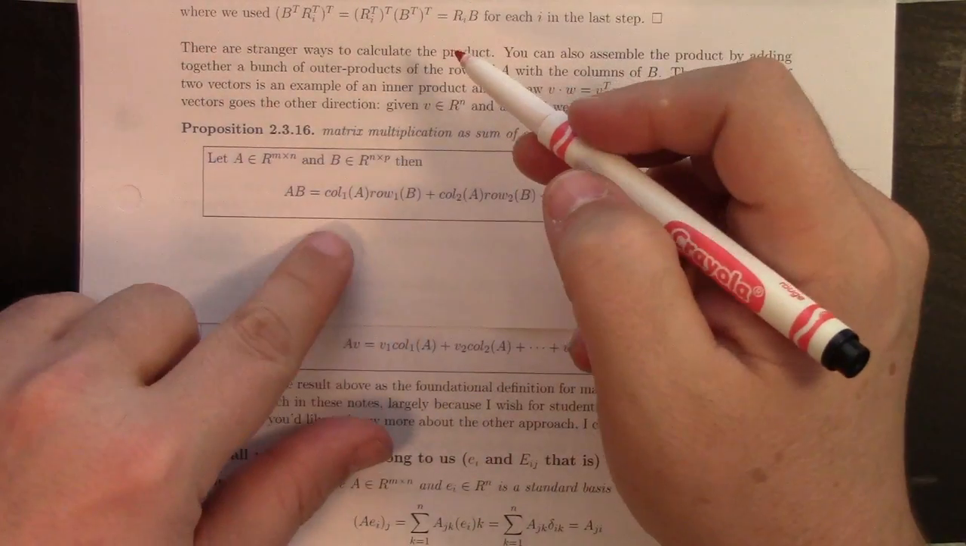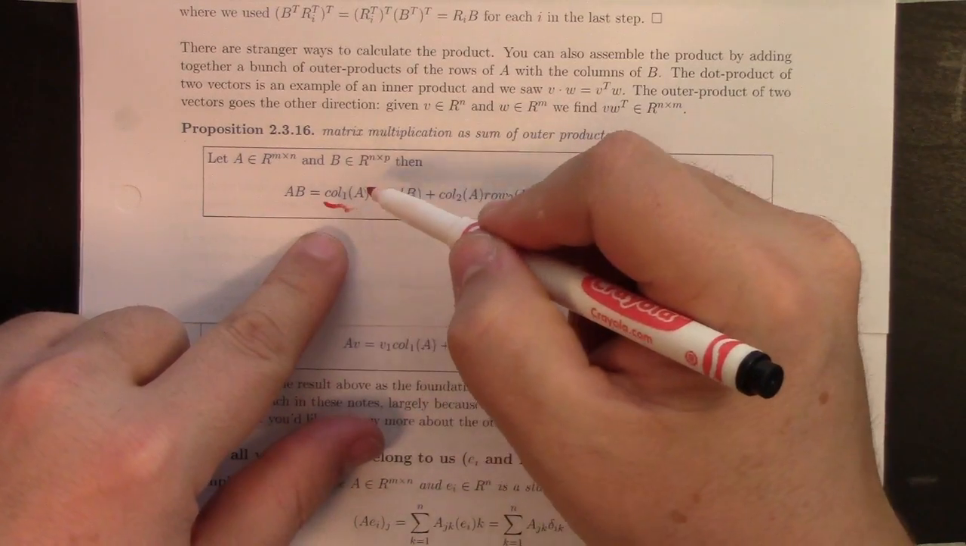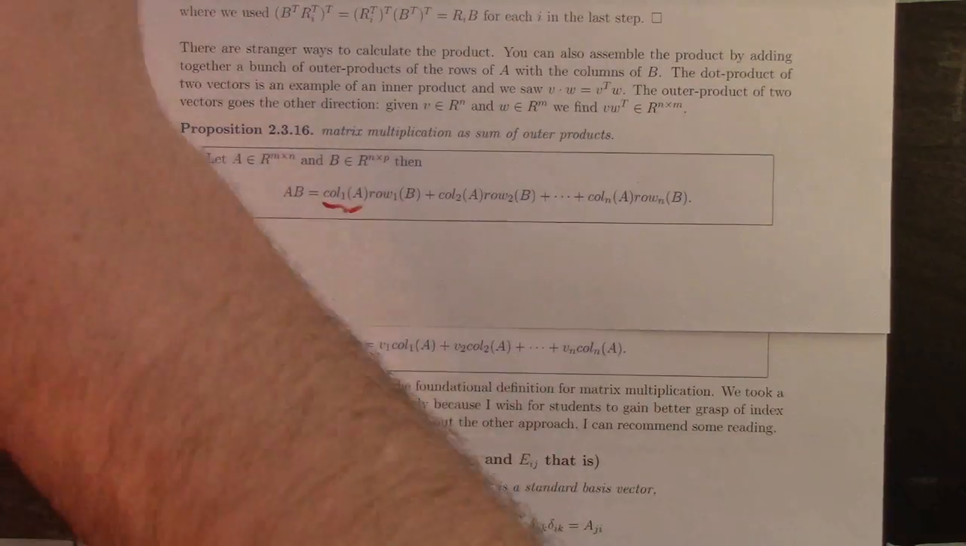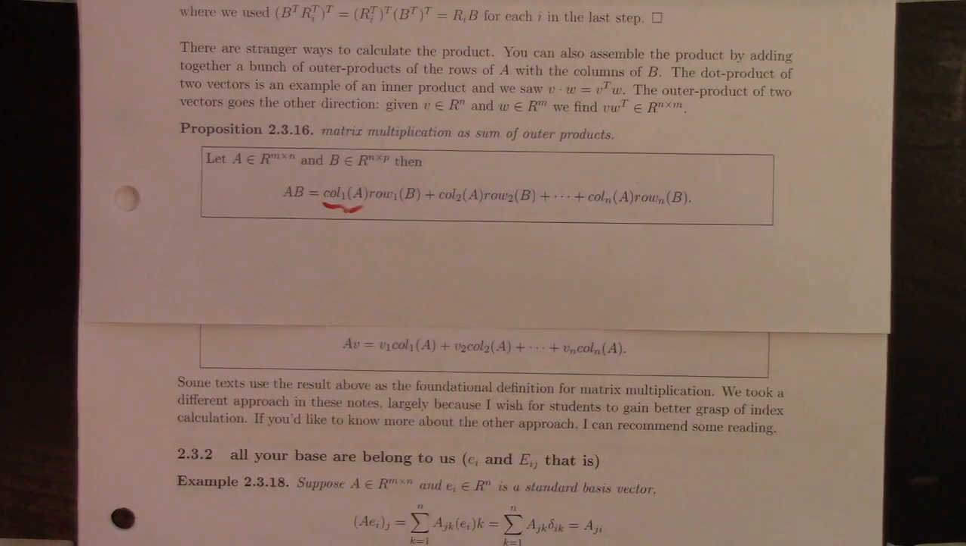What column, how big is a column vector in A? Oh man, this marker's dead. Oh well. How big is a column in A?